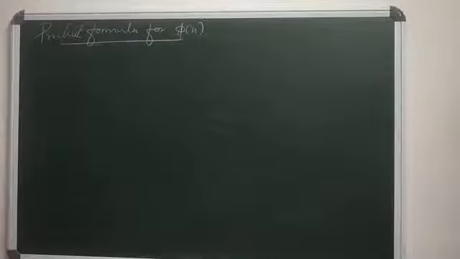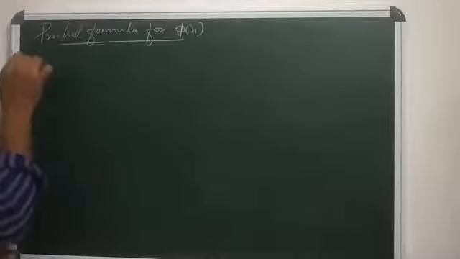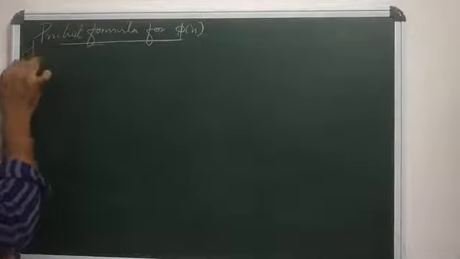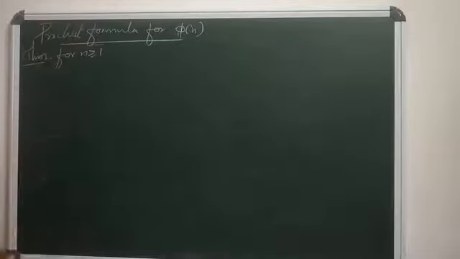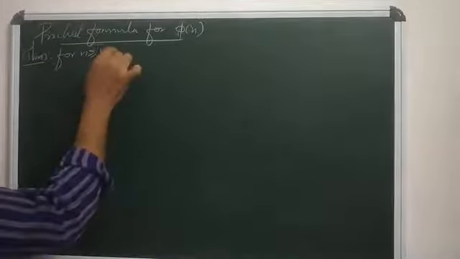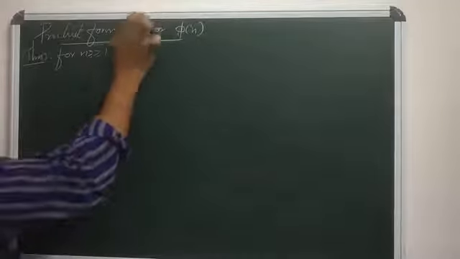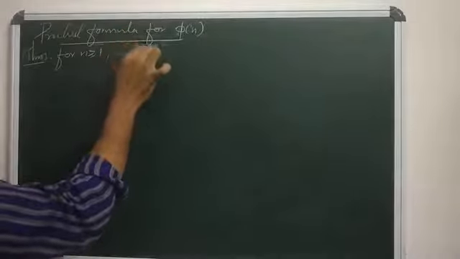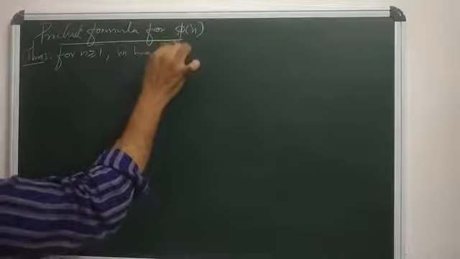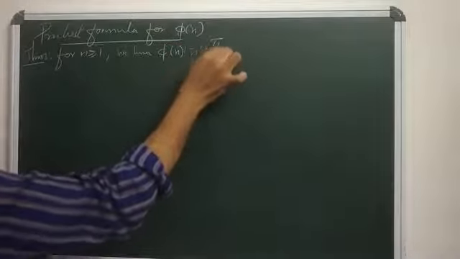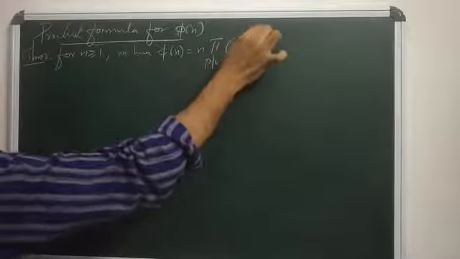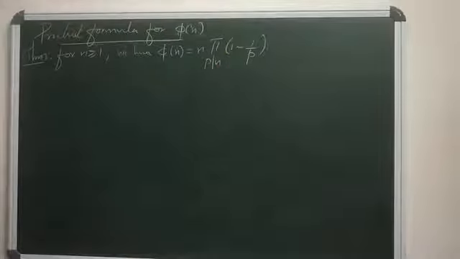So the theorem says that for n greater than or equal to 1, phi of n equals n into the product over p dividing n of 1 minus 1 by p. So this is the product formula for the Euler-Totient function. This is again an important result.